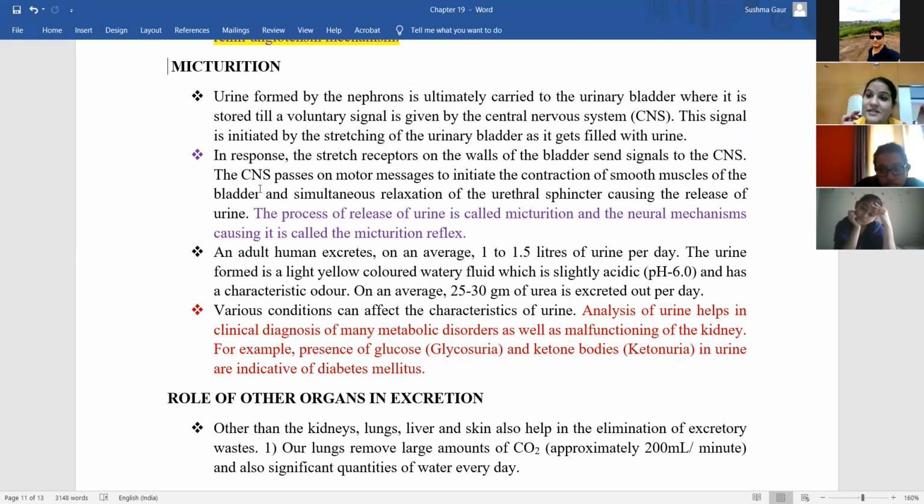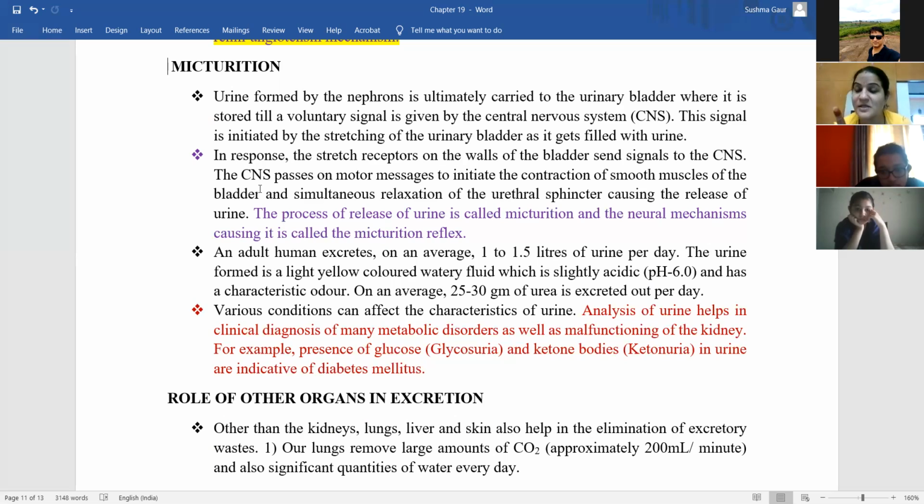Now a second signal is sent to the central nervous system by the stretch receptors that are present on the urinary bladder. Now we get the signal of stretching. Now the central nervous system again passes a motor message to neurons to initiate the contraction of the smooth muscles of the bladder. So first the stretch happened, now the smooth muscles of the bladder contract. Okay, and along with that, the urethral sphincters.